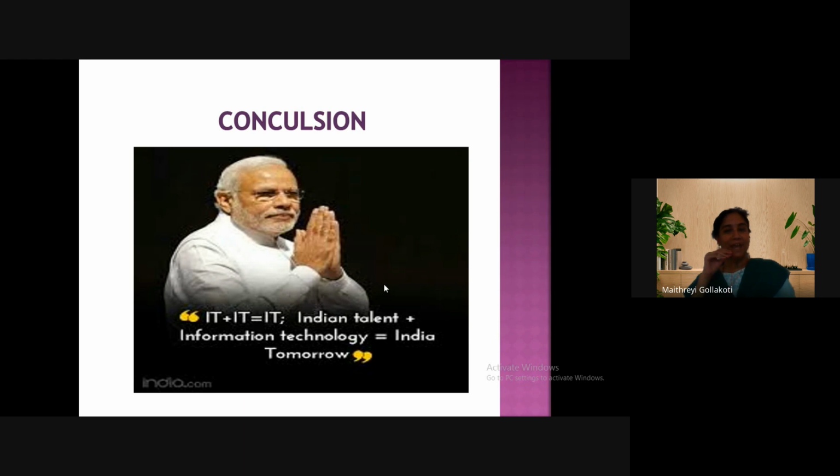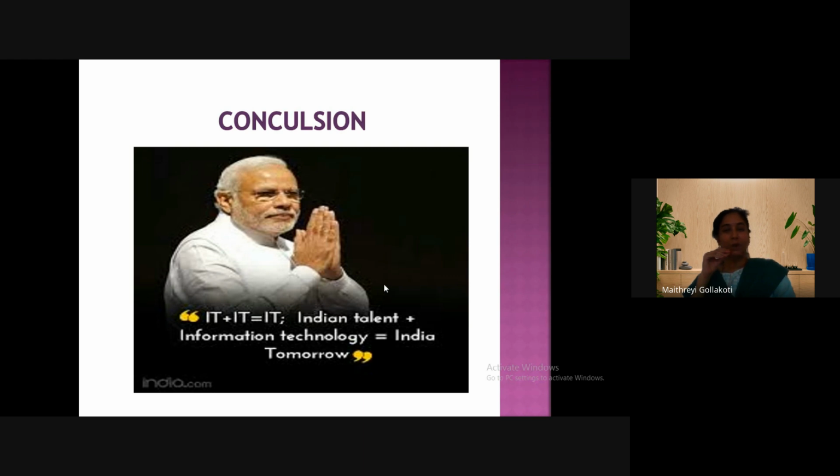So when you combine Indian talent and information technology, the result is IT, India tomorrow. So we will have a better tomorrow with the help of Indian talent and information technology. So we have to combine information technology and Indian talent. So we have to combine ICT tools and our own brains so that we will have a better India tomorrow.